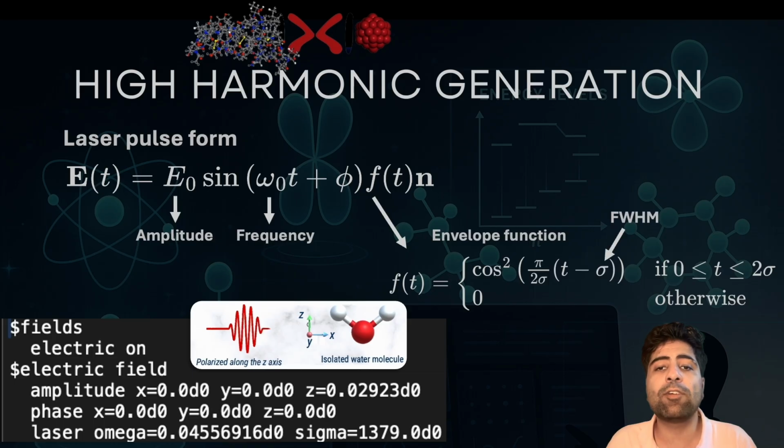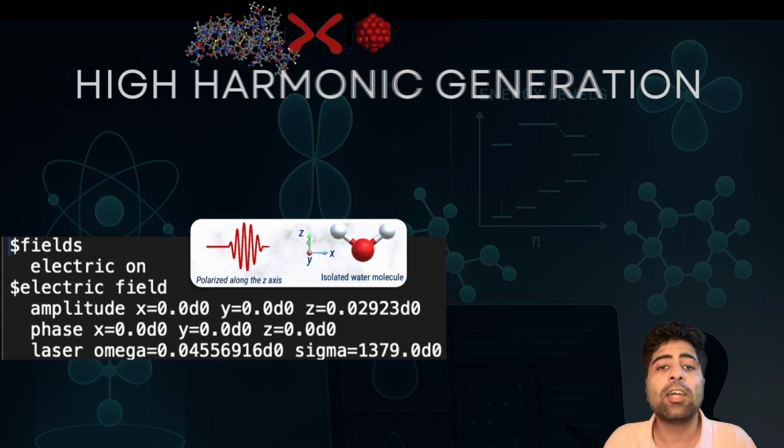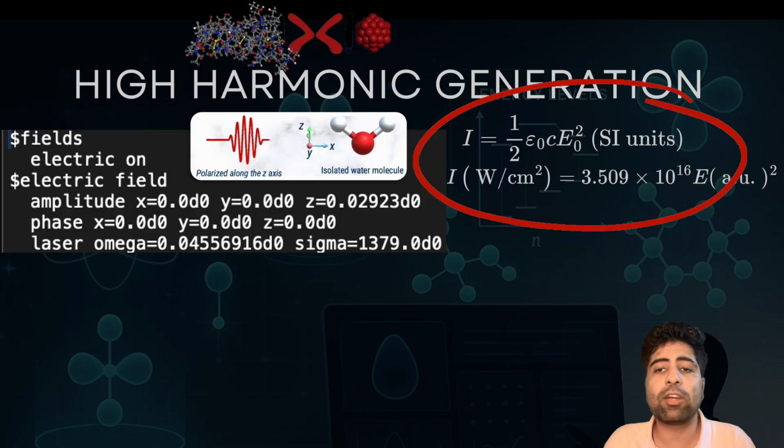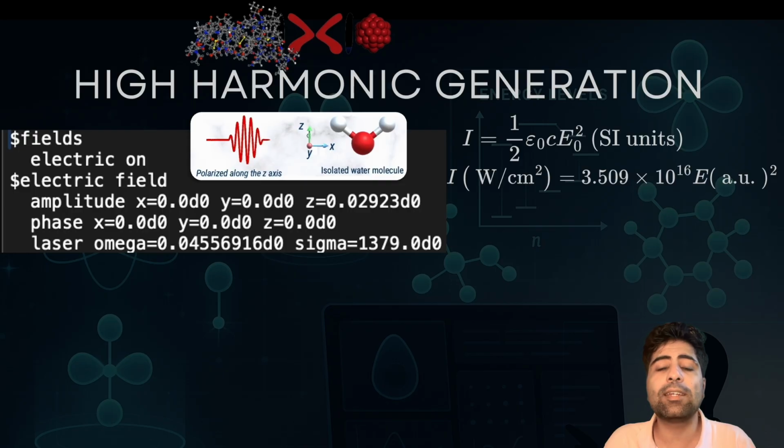For this tutorial, we will have the laser pulse polarized along the z-axis of the water molecule as illustrated over here. Usually in the literature, one mentions the intensity of the laser pulse rather than the amplitude. You can convert the amplitude to intensity using the equation shown here. This expression relates the electric field amplitude in atomic units to the intensity in watts per centimeter squared.